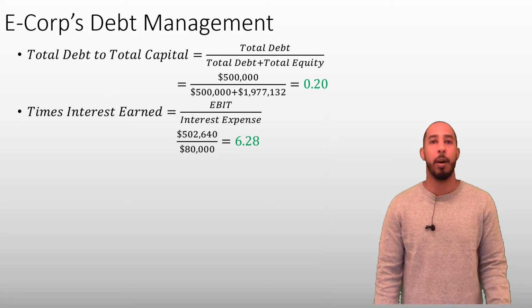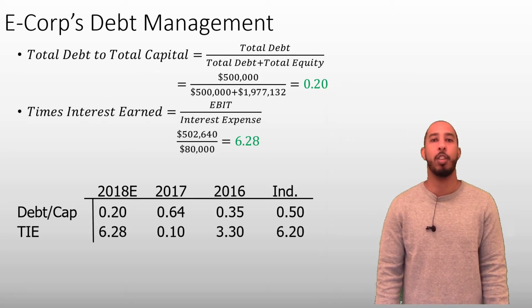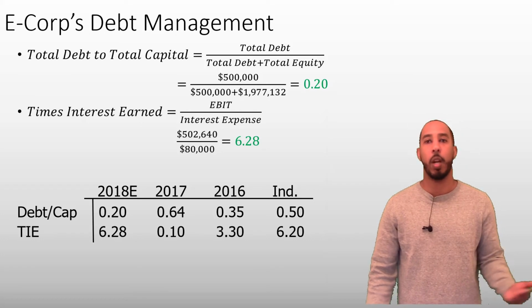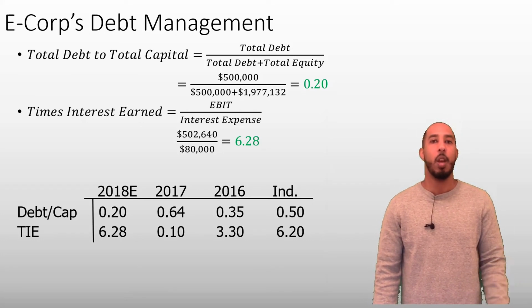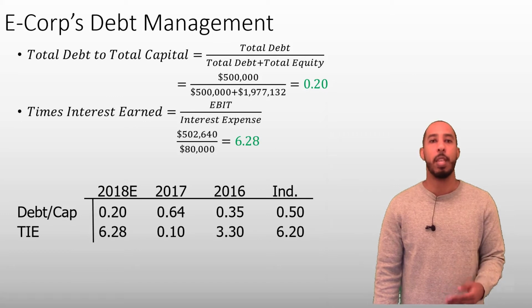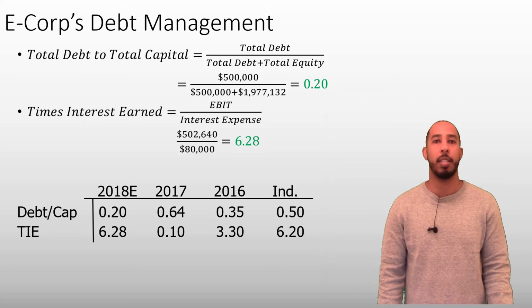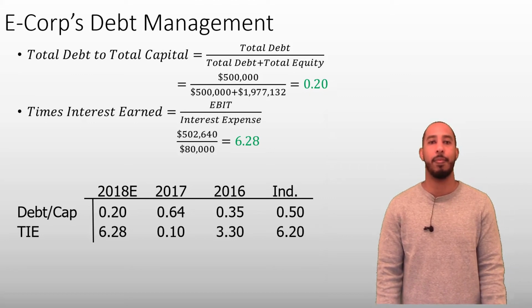Looking at the trends at the bottom, we can see that the debt to capital ratio dropped substantially between 2017 and 2018. What could have caused that? Well, to make that ratio smaller, either debt had to have decreased or equity had to increase. A deeper dive into the financial statements would help us determine which of these is the case.